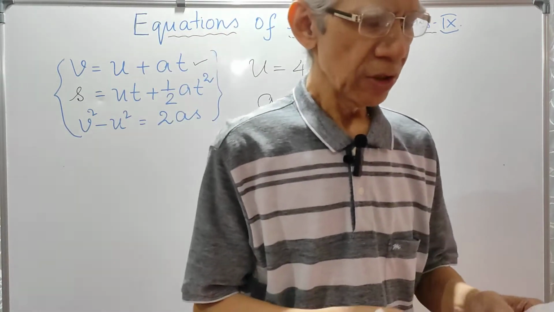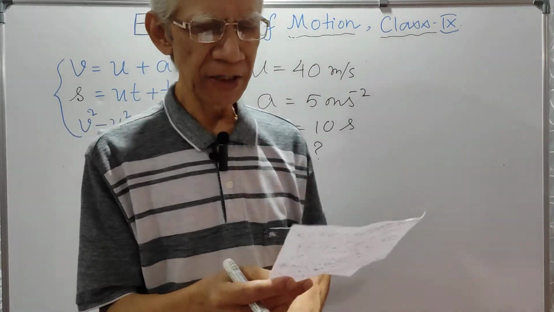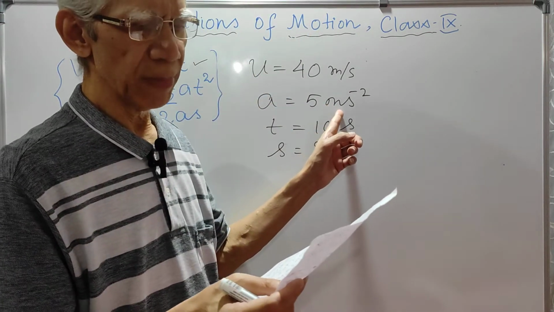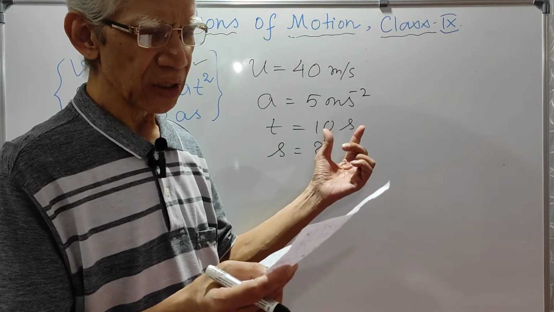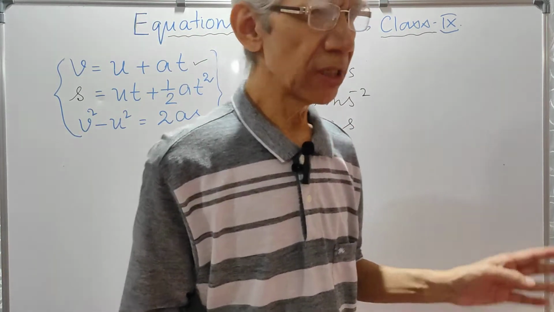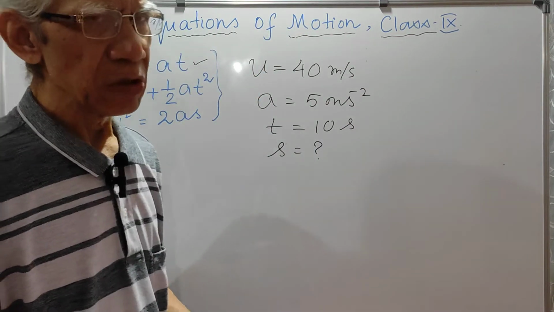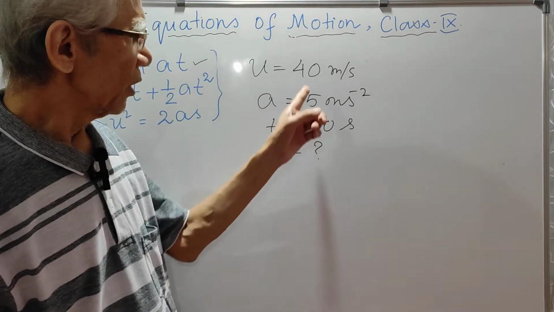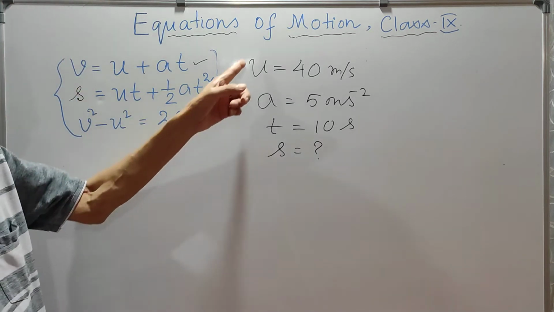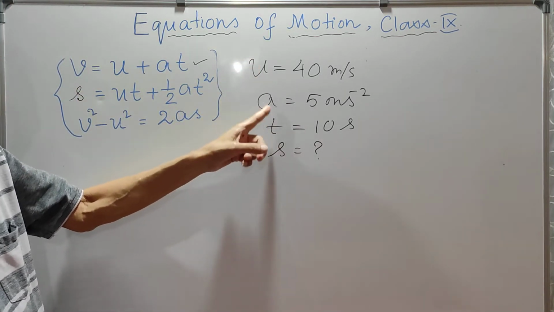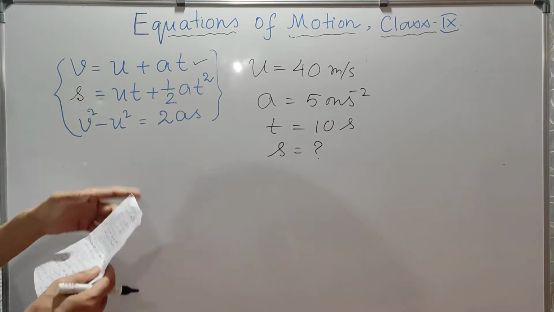Have you followed? So a body is moving with 40 meter per second, that is u. It acquires acceleration 5 meter per second square due to application of some external force. Then after 10 seconds, what distance has it covered? So during 10 seconds, it has covered some distance, and that distance you have to find out. So from the question, I noted down these 4 things, 3 things given, 1 thing unknown. Now let us choose the equation which contains these letters u, t, a, and s. So I'll use the second formula.